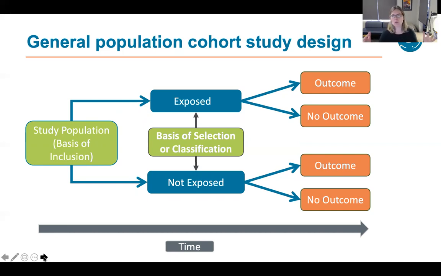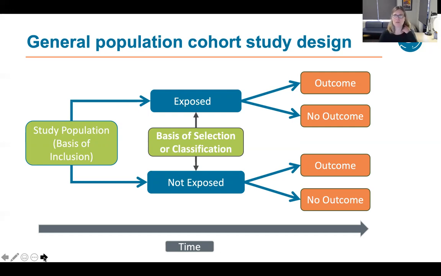They recruited nurses, and then they collect baseline information that allows them to categorize people as having some exposure based on diet or family history or whatever it might be. Then they follow them over time to see if they develop hypertension, diabetes, or have some sort of heart problem. So when they're recruited into the study, they don't have those conditions.